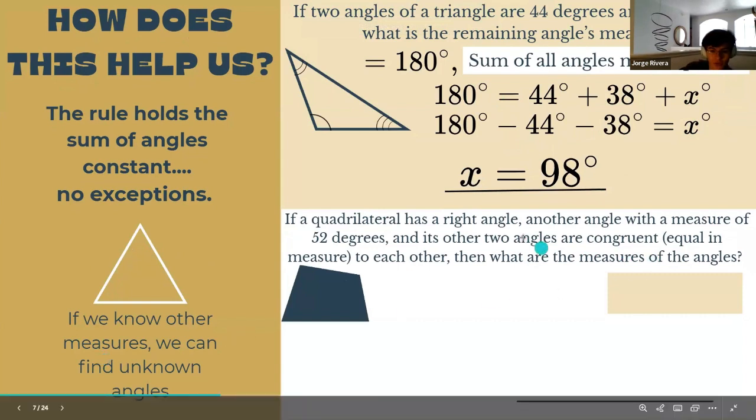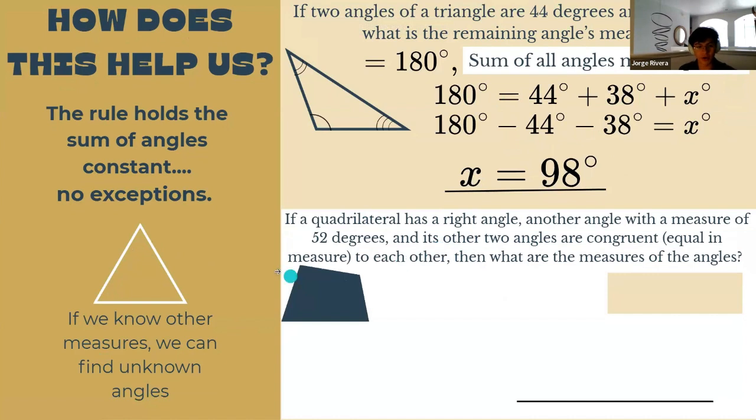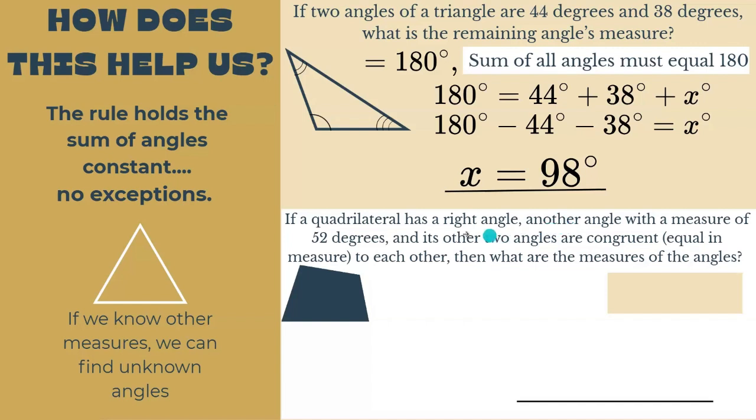Setna, how about you take a look at this next question? All right, so a quadrilateral has a right angle, another angle with a measure of 52 degrees, and its other 2 angles are congruent, as in equal in measure to each other. What are the measures of each angle? So how would we go about solving this, Setna?